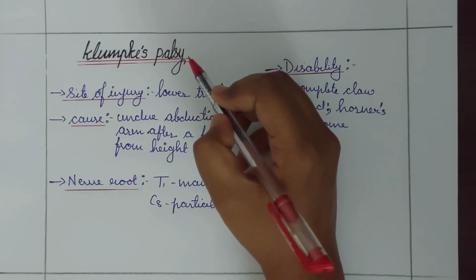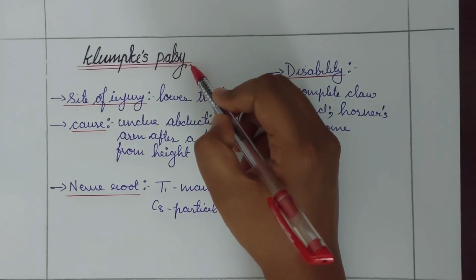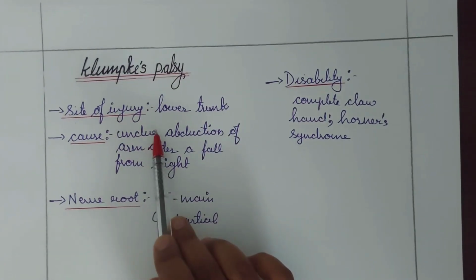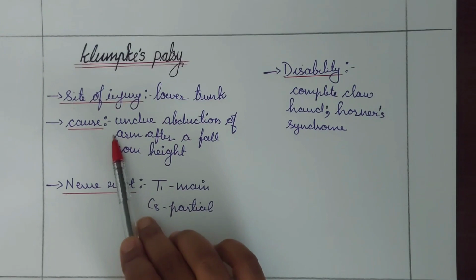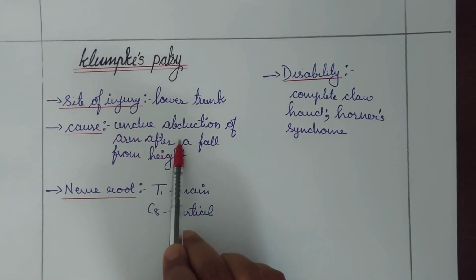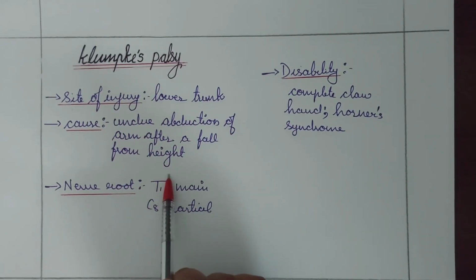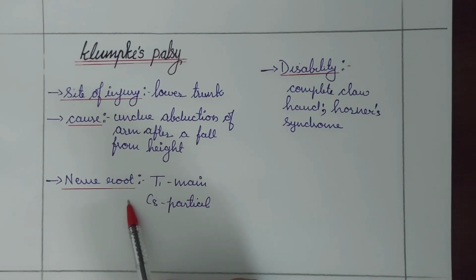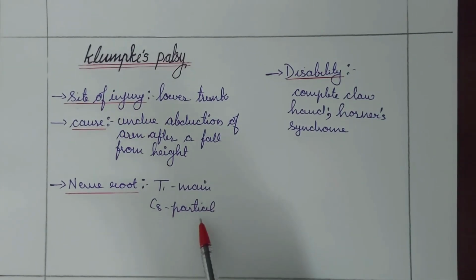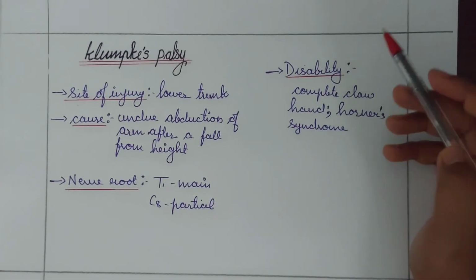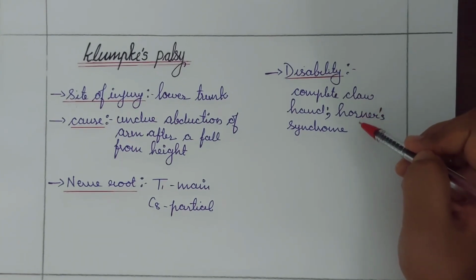The next clinical anatomy of brachial plexus is Klumpke's palsy. The site of injury is lower trunk. Cause is undue abduction of arm after a fall from height. The nerves affected are T1 mainly and C8 partially. Disability: complete claw hand and Horner syndrome.